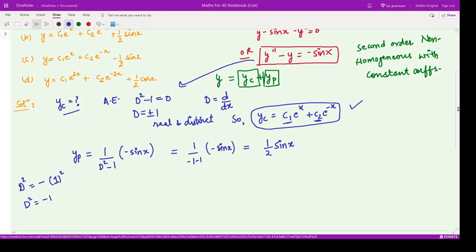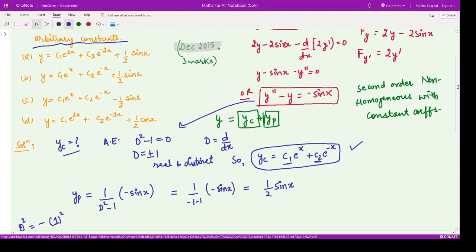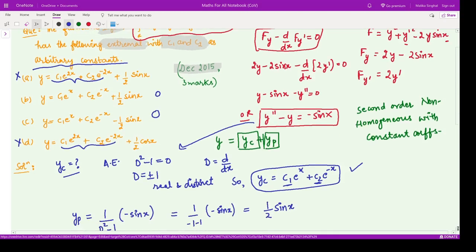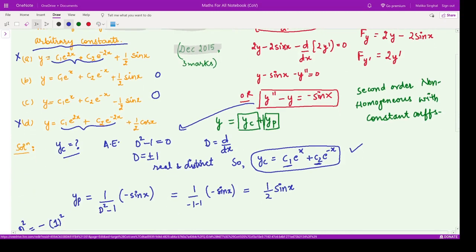So, from looking at this complementary solution, you can rule out these two solutions, right. This cannot be solution, this cannot be solution because of these forms, right. So, from these two, what can be the solution? For that, we need to see what the particular solution is. The particular solution we obtained is half sine x. So, our solution would be option B, that is y is equal to c1 e to the power x plus c2 e to the power minus x plus half sine of x, right?